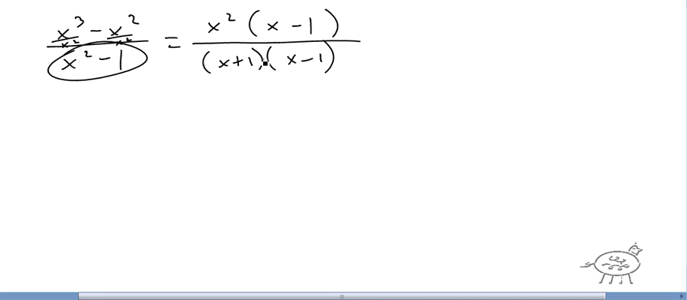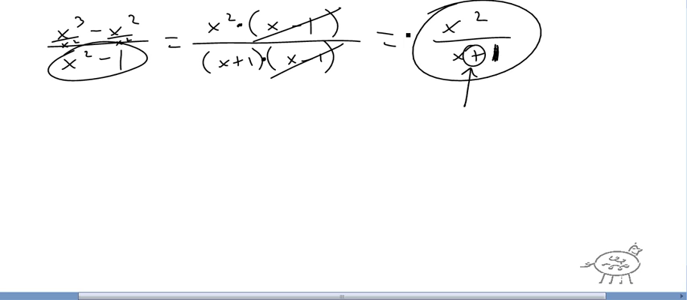Now notice, guys, there's multiplication here, there's multiplication here. I can cancel stuff out. The x minus 1's cancel. That's all I can cancel because I have x squared over x plus 1. Don't say you can cancel anything with the x because, guys, there is addition right there. So that's your answer. It's x squared over x plus 1. Huge, huge, huge. Okay, let's try a couple more here.